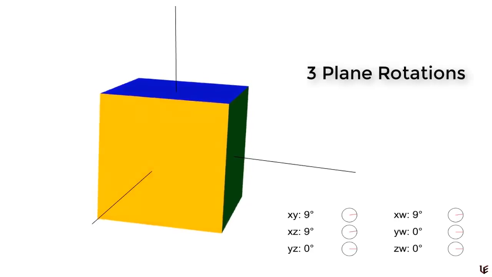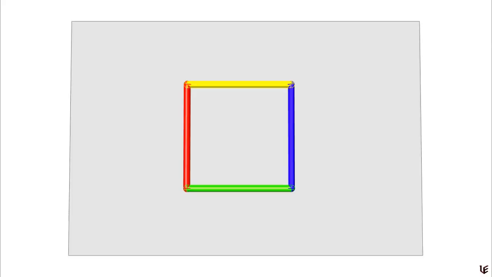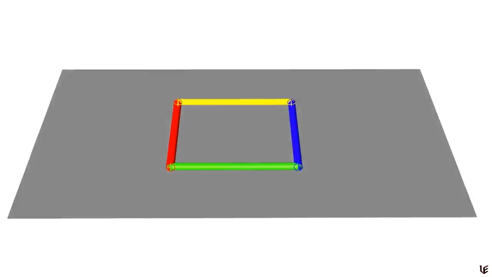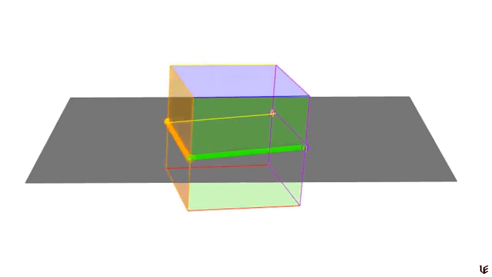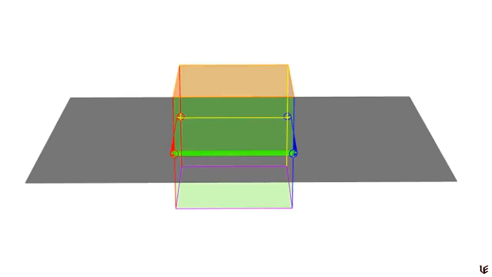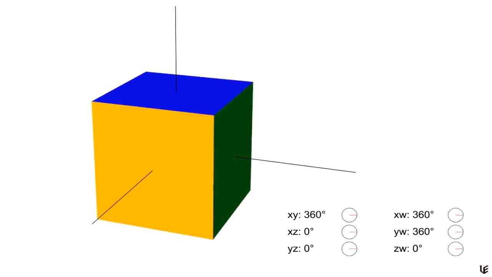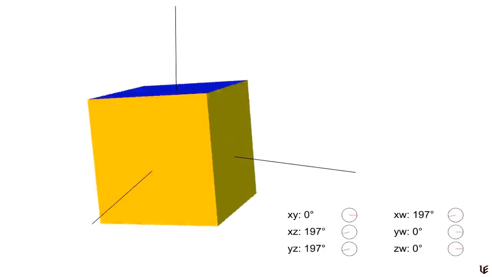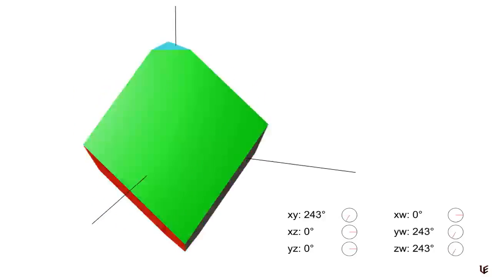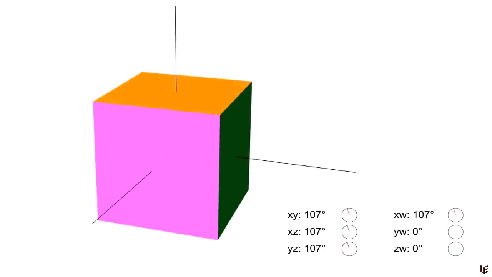We can also rotate our tesseract in any 3 planes at once. And again, we can see a 2D analog of a 3-plane rotation to gain some insight into what we are seeing. We can also rotate around more than 3 planes at once.